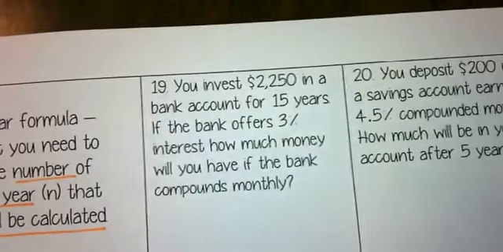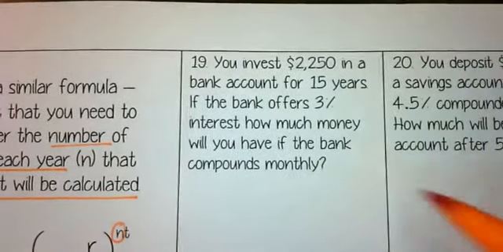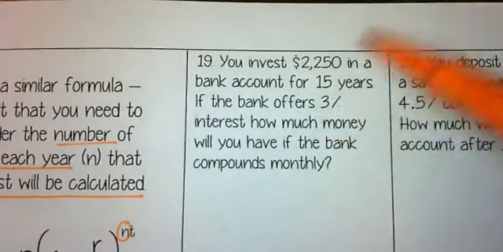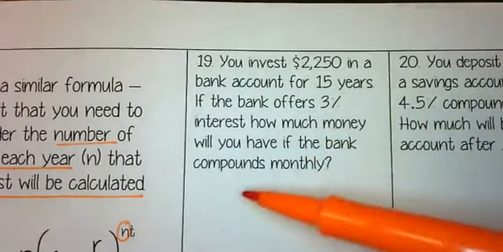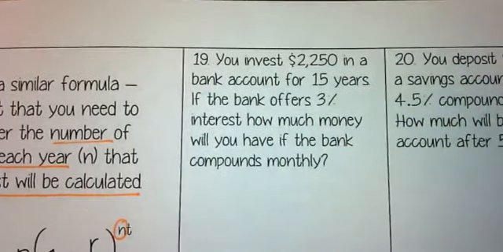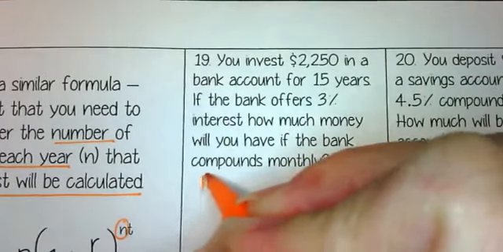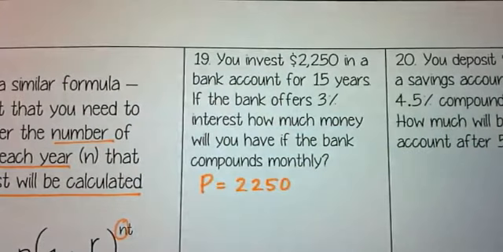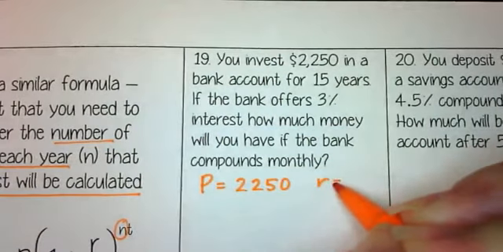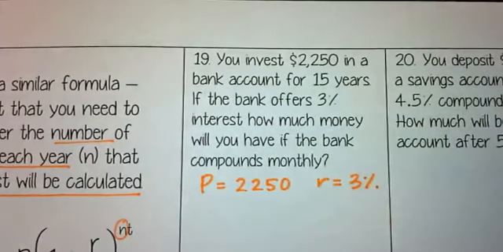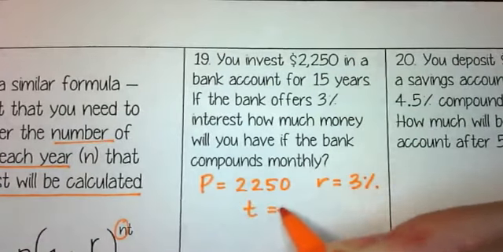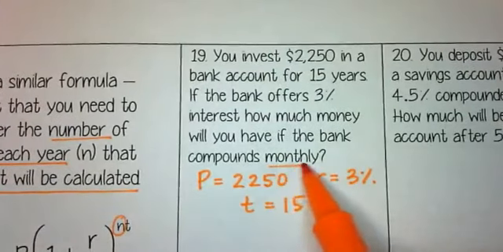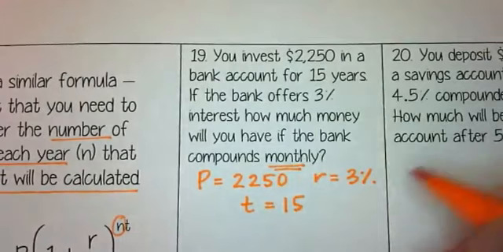All right, so number 19, you invest $2,250 in a bank account for 15 years. If the bank offers 3% interest, how much money will you have if the bank compounds monthly? All right, so things that we know is that the P is $2,250. We know that our rate is 3%, and we know that the time is 15 years. It's asking for compounded monthly.